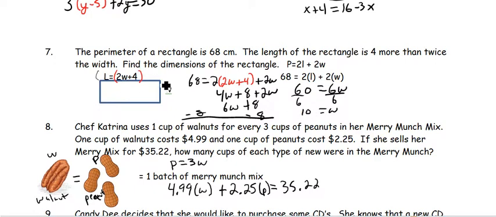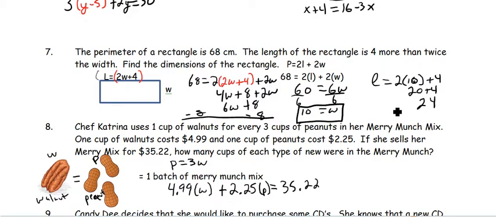Now I simply plug that back into this. I have L equals 2 times 10 plus 4. That's 20 plus 4. And I end up with 24. So here we don't have X and Y, but we do need to clearly show that we have a W value and an L value.